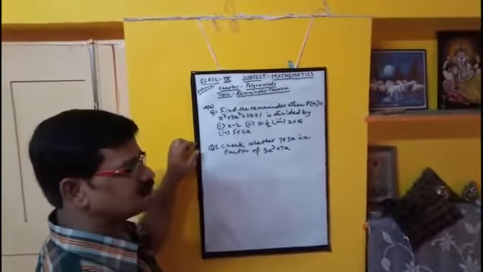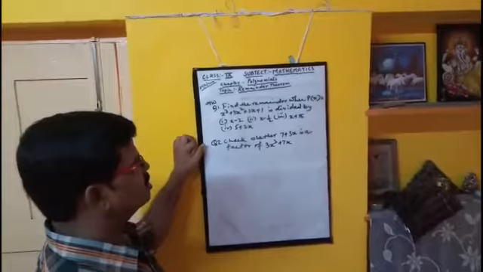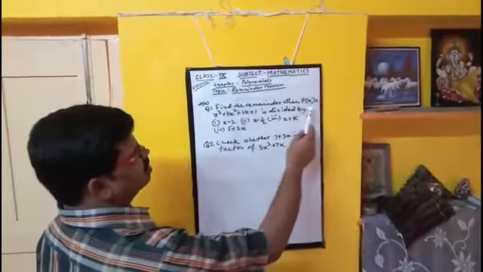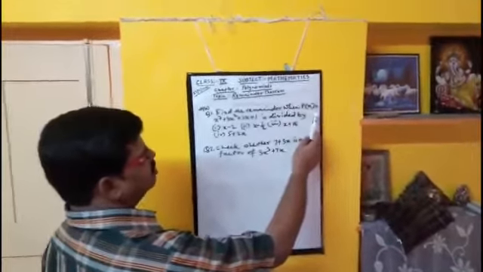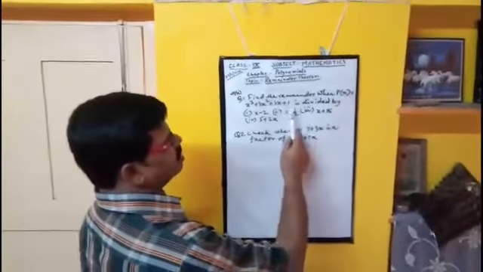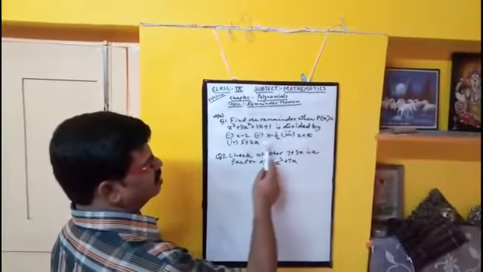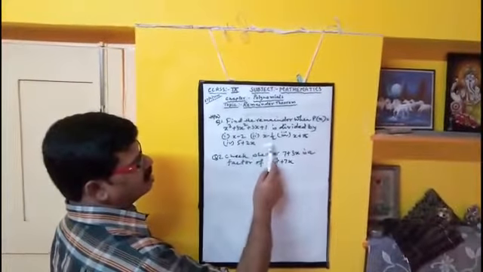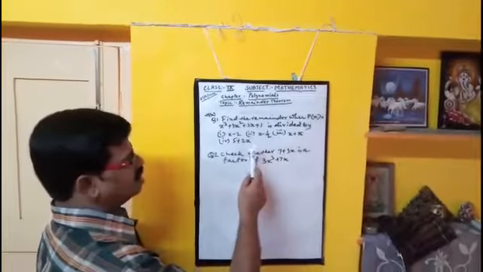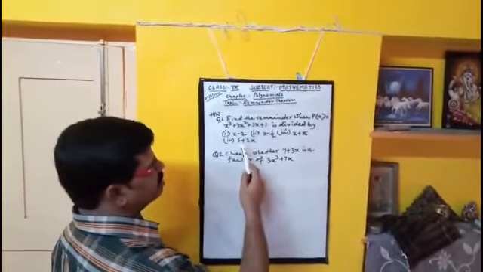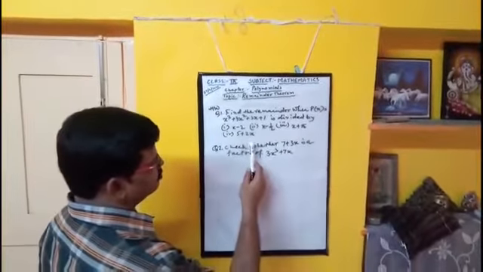These two questions take as homework. The first question: find the remainder when P(x), that means polynomial, is this one, divided by this linear polynomial. In all these cases, you follow the example and find the remainder.